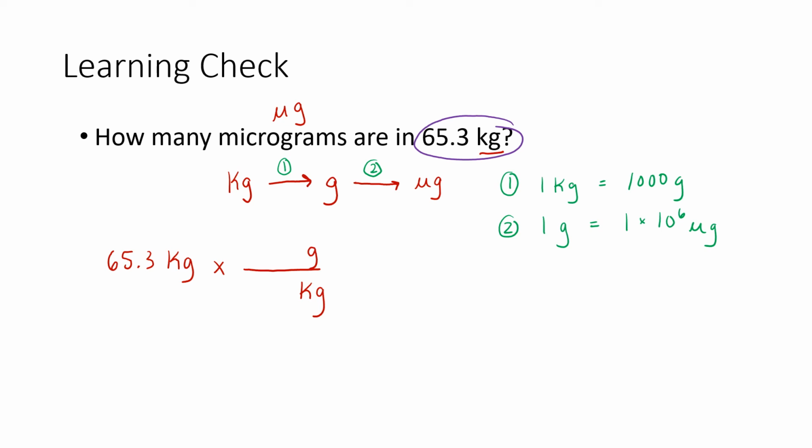Now we plug in what we wrote from our unit conversion. 1 kilogram is 1,000 grams. If we stop here, we can see the kilograms will cancel and we'll be left in grams. But we're going to take it to the next step.